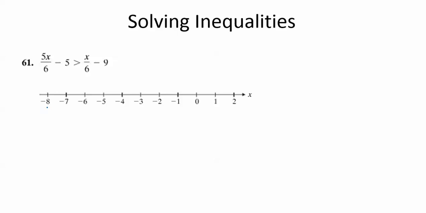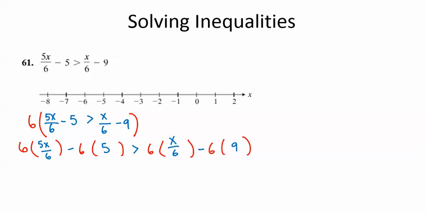All right, let's get started. So what I want to do, I'm going to start by rewriting my inequality. 5x over 6 minus 5 is greater than x over 6 minus 9. Then I'm going to multiply each term in the inequality by a positive 6, and when I do, we will reduce the inequality to all whole numbers and whole number coefficients, or integer coefficients. Okay, so we begin. Each term is multiplied by 6.